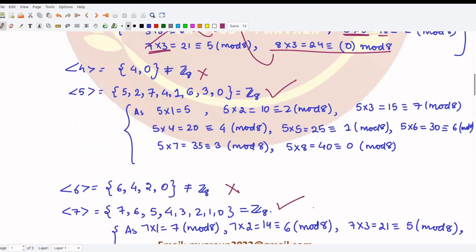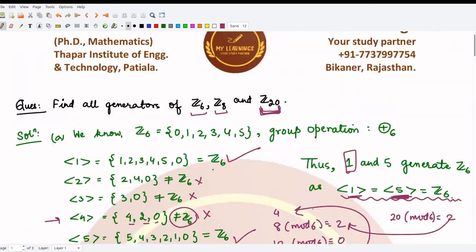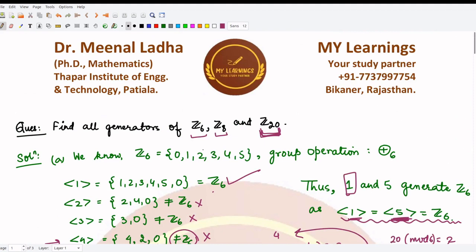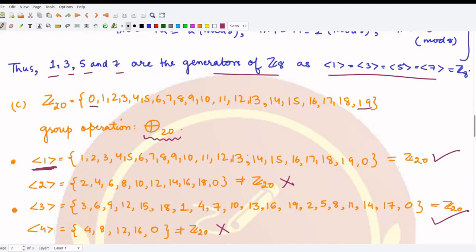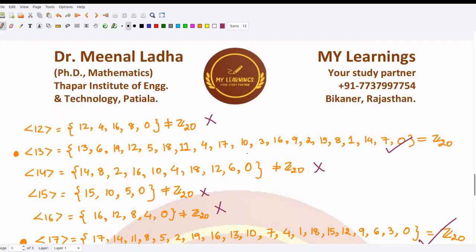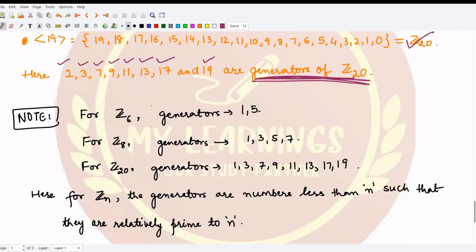Now you might be thinking that if I come across such a question in the exam, how could I solve such a lengthy question in a limited period of time? So here, by looking at these 3 examples, we can make a conclusion. I don't know if it is valid, but based on these observations, I have made this conclusion. For Z6 we had 1 and 5 as the generators. For Z8 we had 1, 3, 5, 7 as the generators, and for Z20 we had these 8 as the generators.